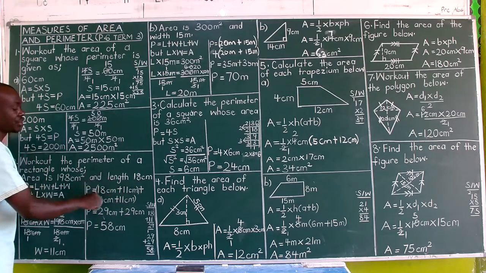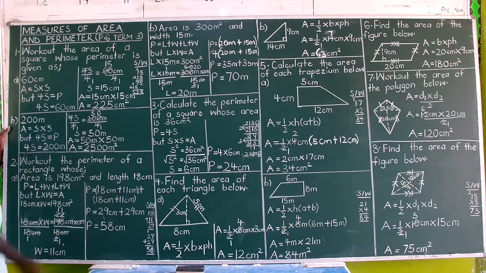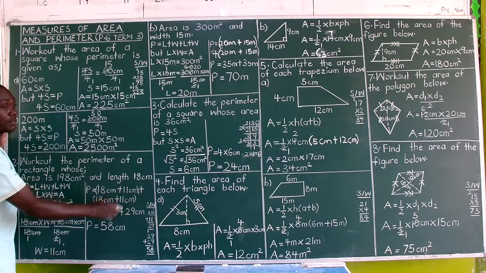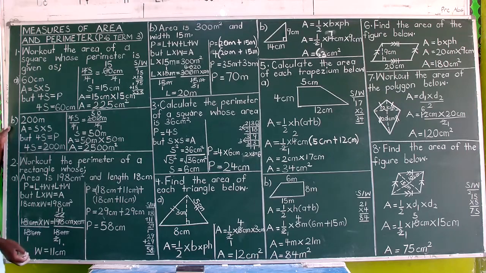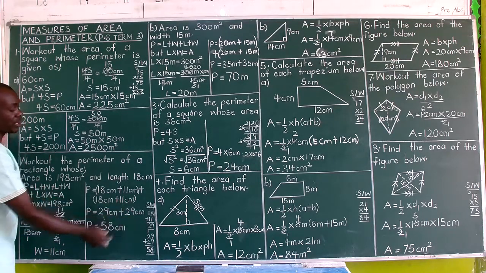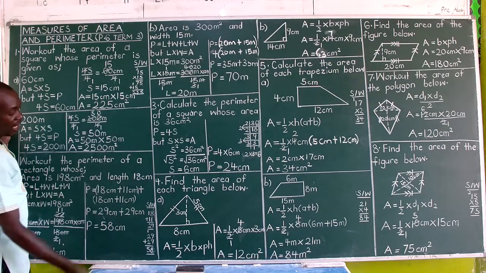Then you can associate or pair here. You first add these ones and then add these ones later. 18 centimeters plus 11 centimeters gets 29 centimeters, and another 18 centimeters plus 11 centimeters gets 29. So I've got two 29s, each in centimeters. So 29 centimeters plus 29 centimeters. And then you add properly here.